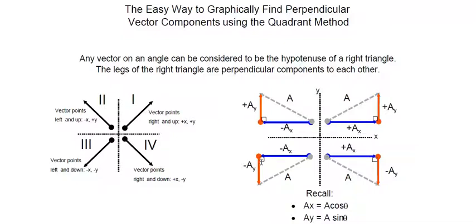All vectors, except those that sit on x and y exclusively, have to be in one of the four quadrants. Let's take a look at this picture to see the resolution of a vector in quadrants 1, 2, 3, and 4 respectively.